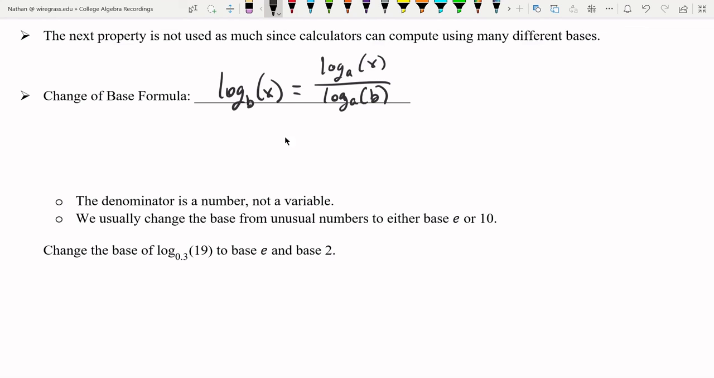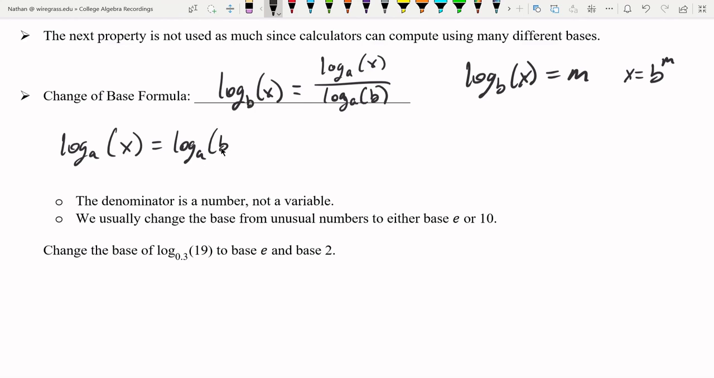Now, I wanted to show you the formula because the proof of this one is going to be a little bit weirder, but it's going to follow along the same kind of ideas that we've shown before. So we said log base b of x equals m, some number m. Now, I'm going to rewrite this as x equals b to the m. And now I'm going to take log base a of both sides. Log base a of x equals log base a of b to the m.